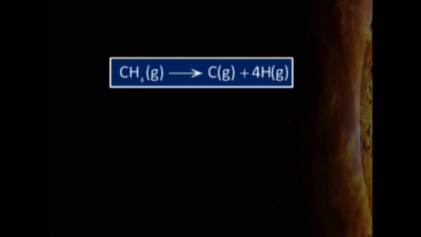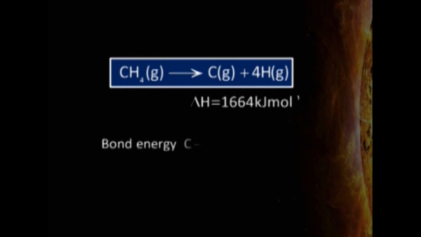Similarly, the bond energy of carbon-hydrogen bond in methane is equal to 1/4 of the bond dissociation energy of CH4. For example, gaseous CH4 will dissociate in gaseous carbon plus 4 gaseous hydrogen, and delta H for this reaction is equal to 1664 kilojoules per mole. Now, bond energy for carbon-hydrogen bond will be equal to 1/4 of the bond dissociation energy of methane, which is equal to 1664 divided by 4 equal to 416 kilojoules per mole.